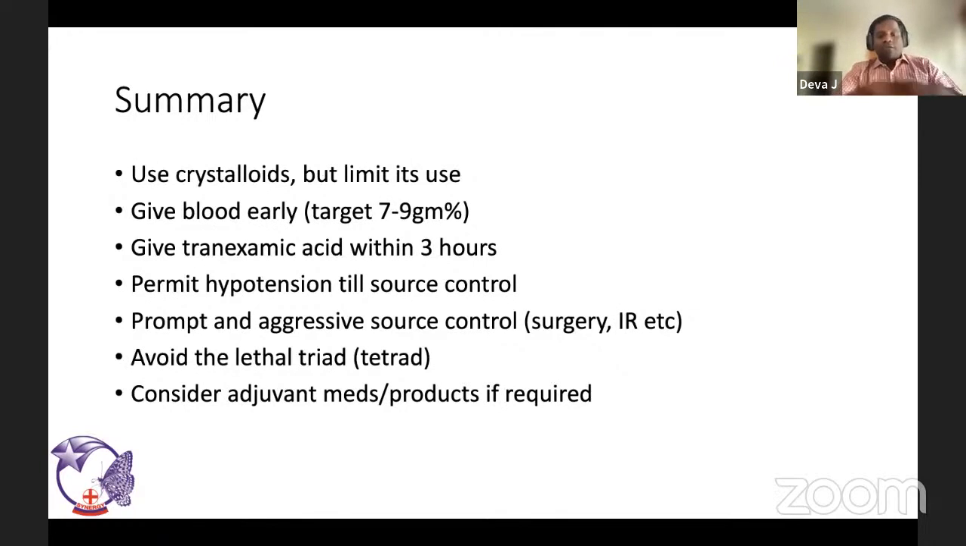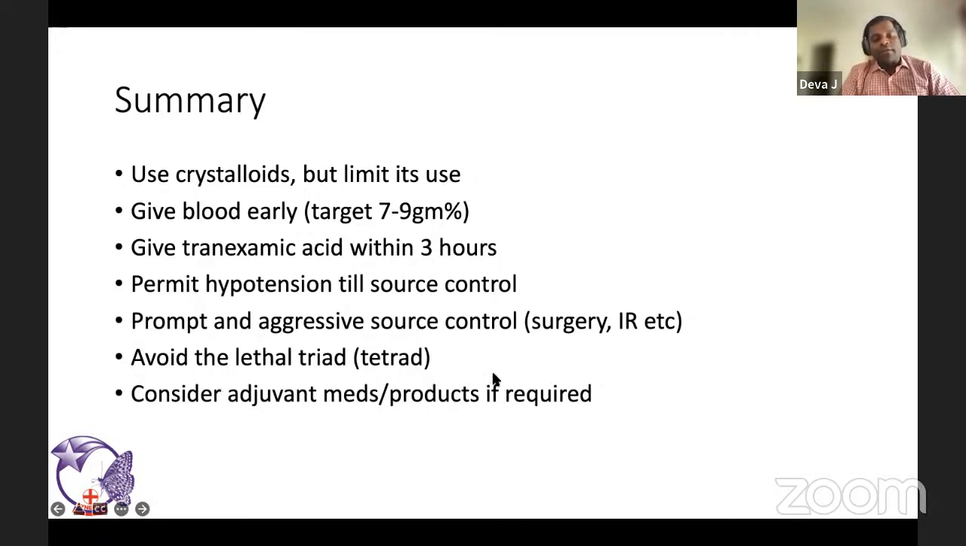So, in summary, that's a lot of slides and a lot of information. The bottom line: use crystalloids, but limit their use. Give blood early, aim for a hemoglobin target of 7 to 9 gram%. Give tranexamic acid within 3 hours of presentation. Permit hypotension till the bleeding source is controlled. Prompt and aggressive source control. You ask your surgeon or get the help of IR. Remember the pressure pack, tourniquet concept.